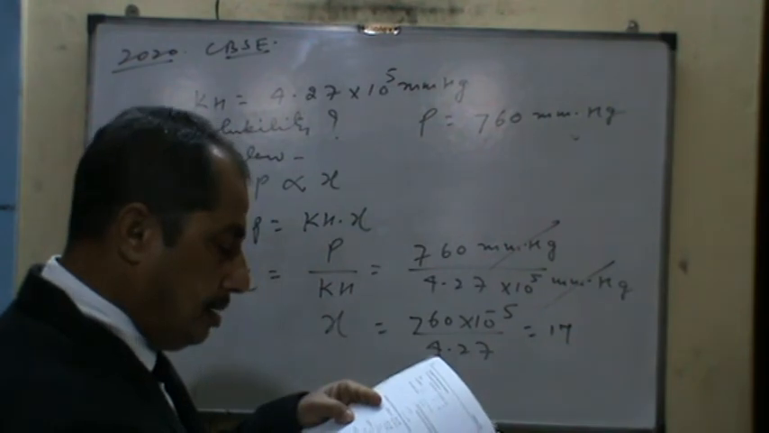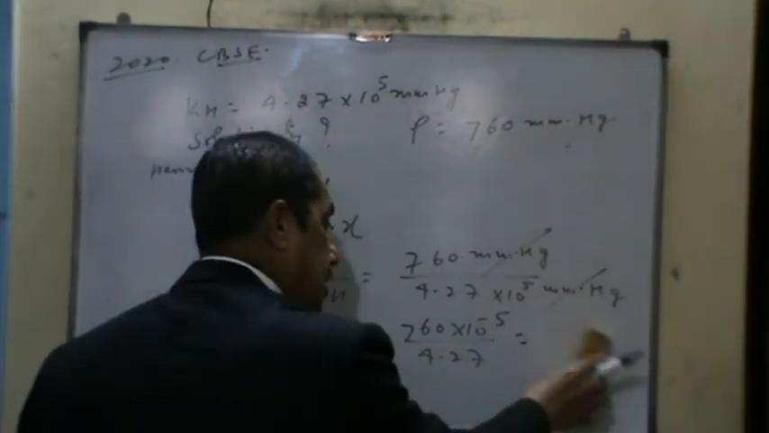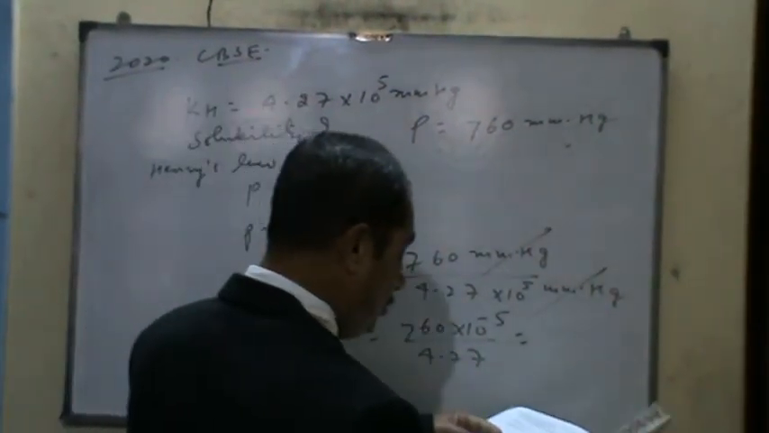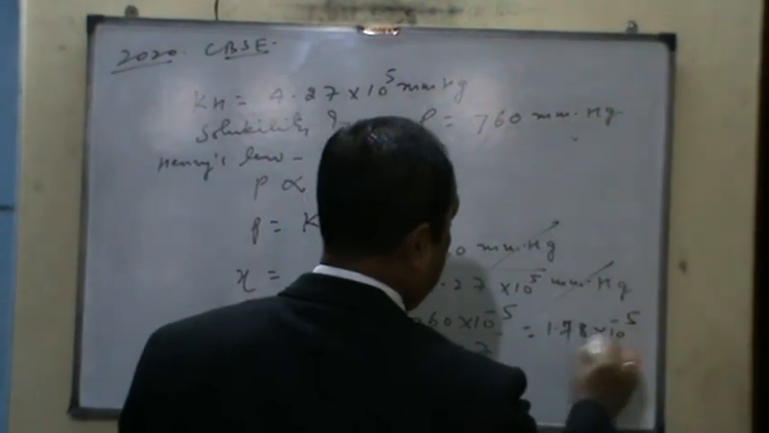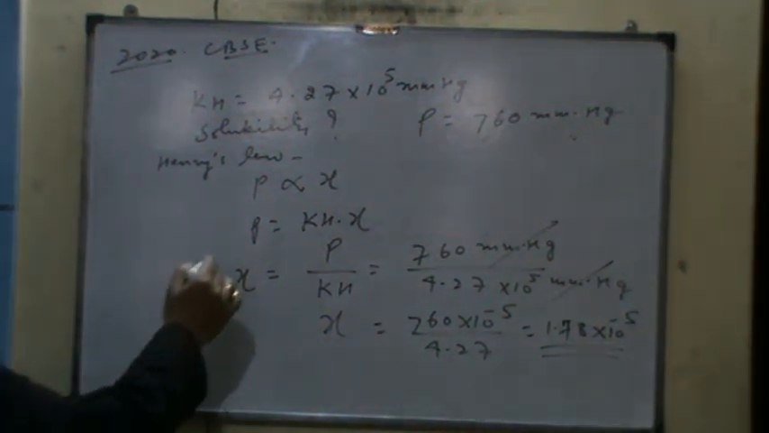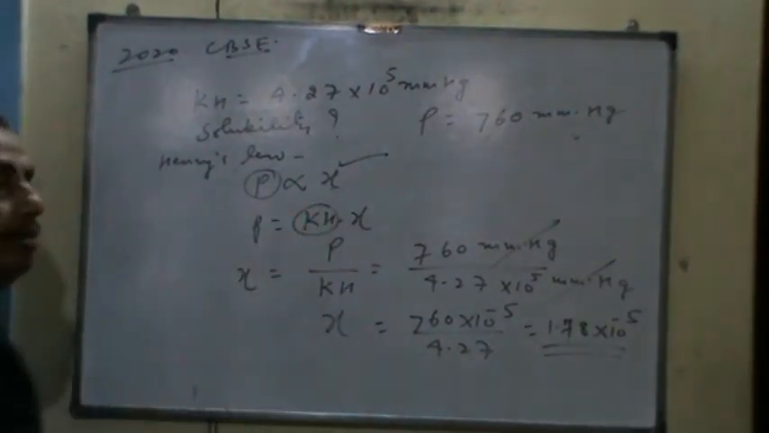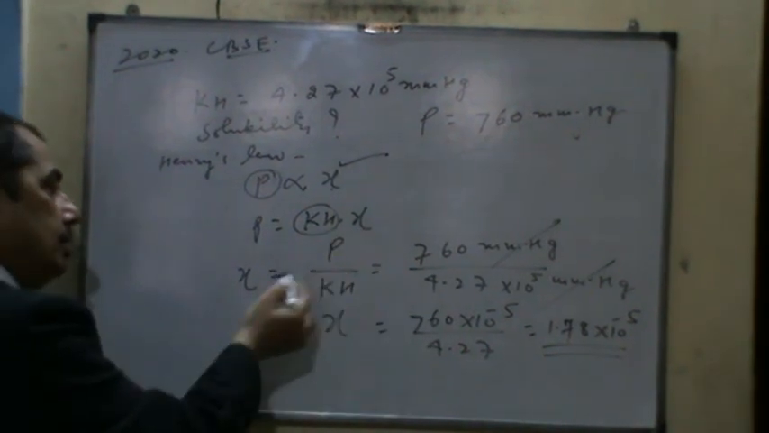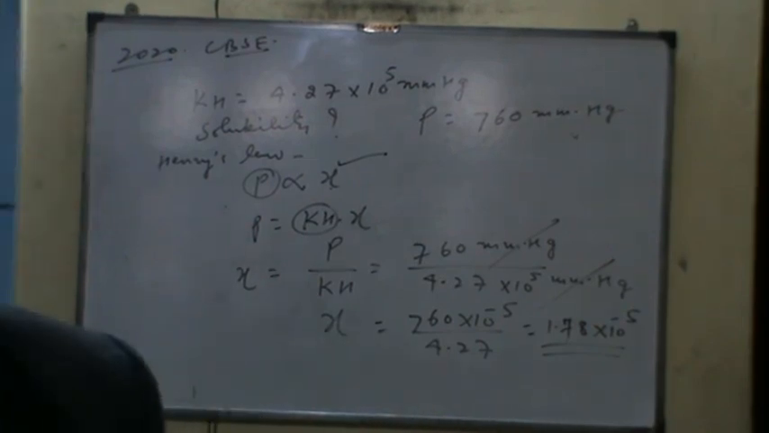1.78 into 10 power minus 5 is the right answer. So I hope I have made it very clear. It is 1.78 into 10 power minus 5 is the right answer. So out of three parameters, pressure is given, we have to calculate mole fraction. KH is given. Therefore, out of three parameters, the third one can be calculated. I hope I have made it very clear about the Henry law.